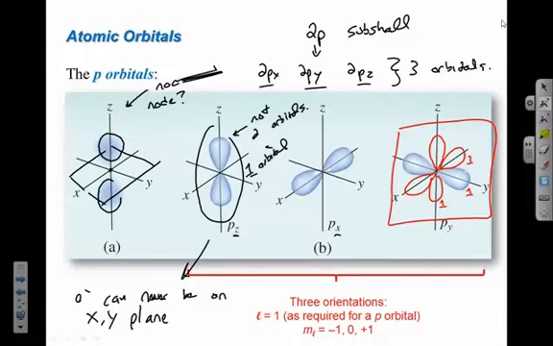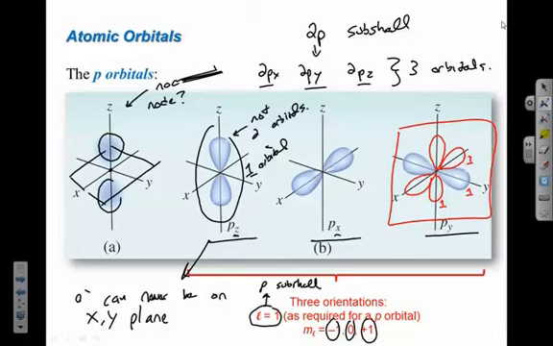Also, just to point out, when L equals 1, that's a P subshell. And we just said there are 3 orbitals in that subshell. Each of those 3 orbitals has its own individual ML quantum number. So the L quantum number refers to the entire subshell. The ML quantum number refers to the individual orbitals within that subshell.